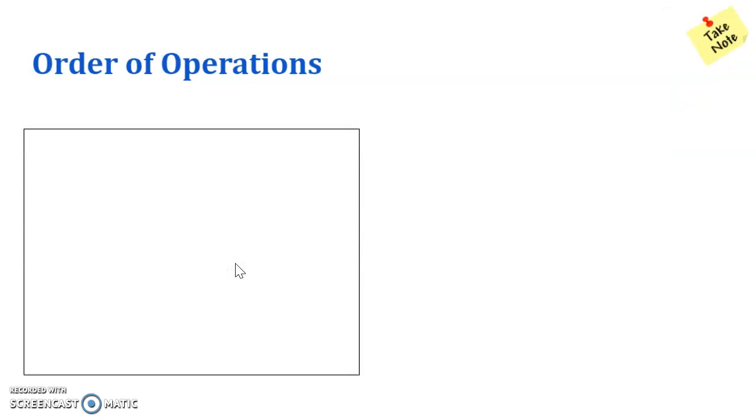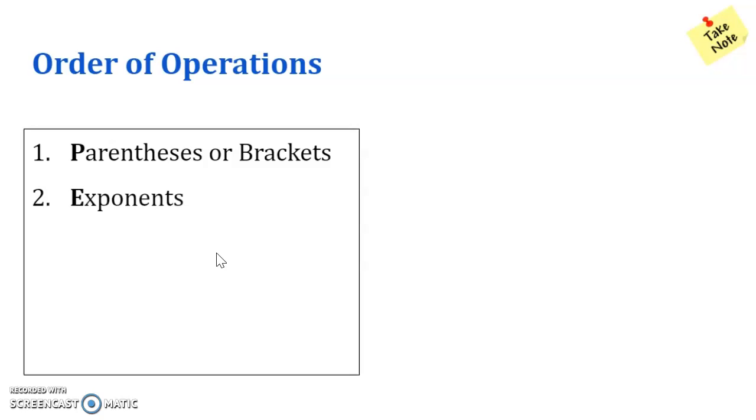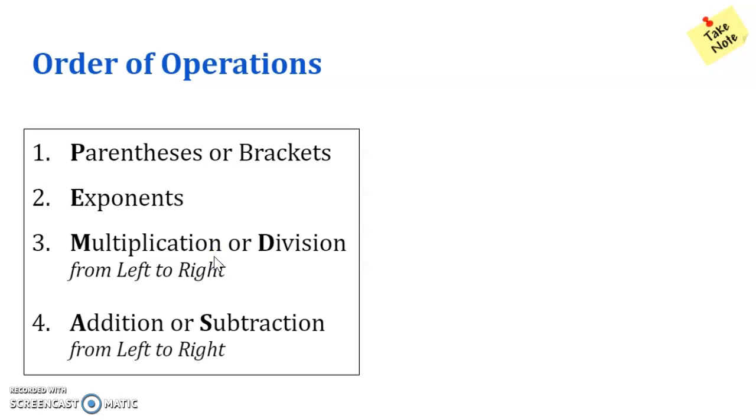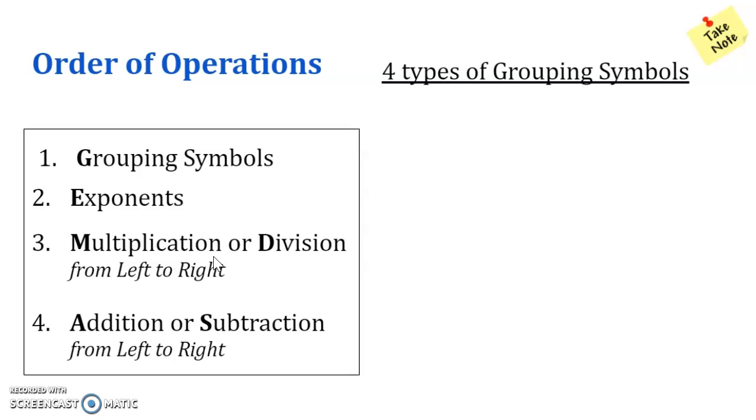So we are going to review the order of operations, and by now you know that order of operations includes parentheses, brackets right at the top, followed by exponents second, then multiplication, division, and we always go from left to right. And then lastly, the bottom level is addition and subtraction, and again we go from left to right. And since we are getting smarter, we are going to extend the parentheses and brackets to include what we now call grouping symbols. And there are 4 types of grouping symbols.